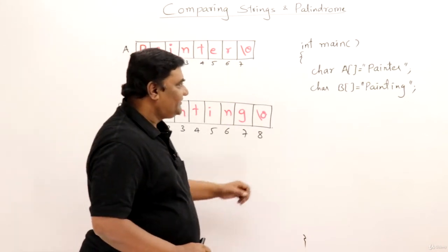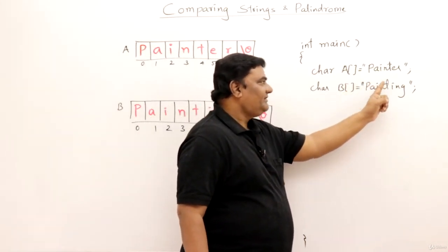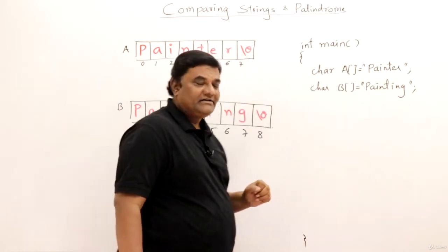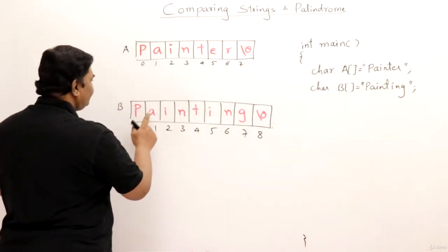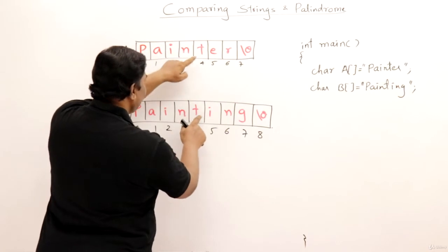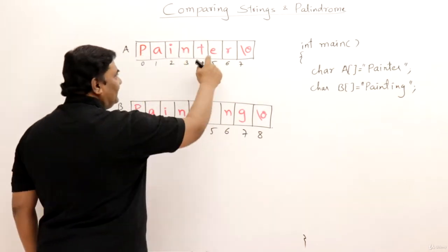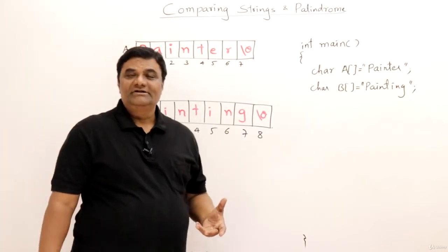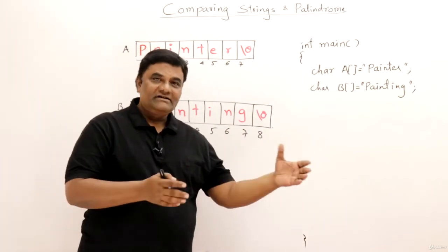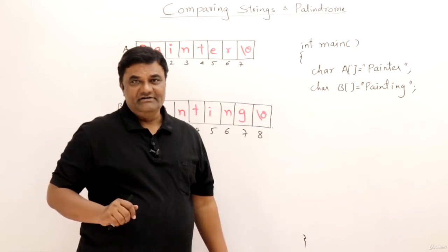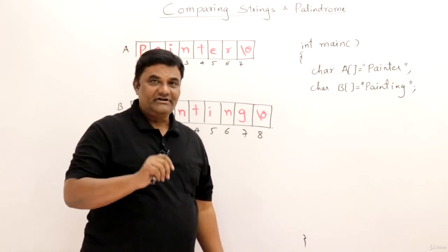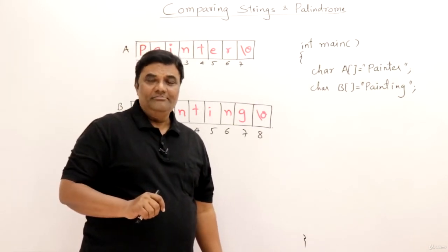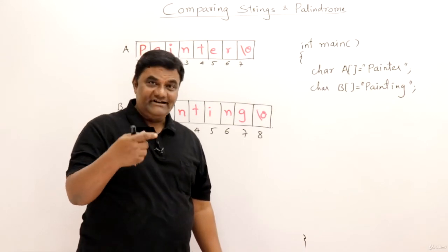So for example, I have taken two strings here: one is painter and another one is painting. If you look at these strings, P-A-I-N-T, till here they are equal, and here E and I, they are different. So we need a method to know whether two strings are same or different. So let us see how to compare them, then I will show you what the result should be.